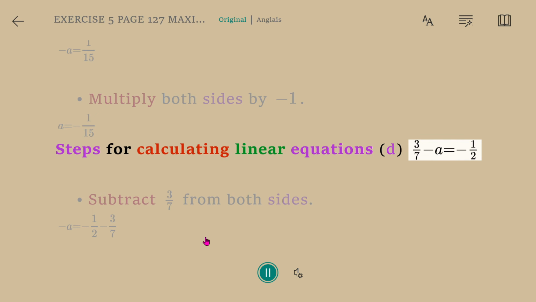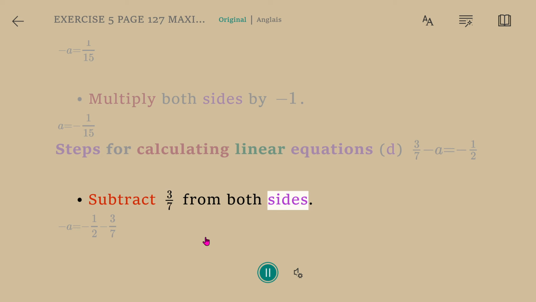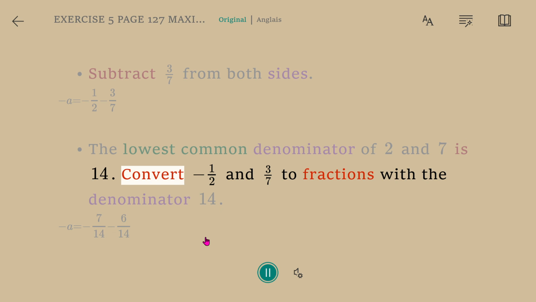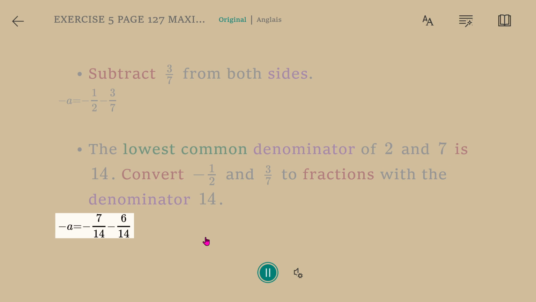D 3/7 minus A equals minus 1/2. Subtract 3/7 from both sides. Minus A equals minus 1/2 minus 3/7. The lowest common denominator of 2 and 7 is 14. Convert minus 1/2 and 3/7 to fractions with the denominator of 14. Minus A equals minus 7 over 14 minus 6 over 14.